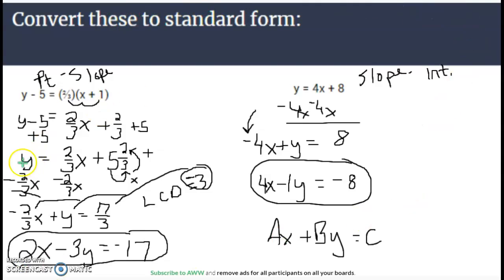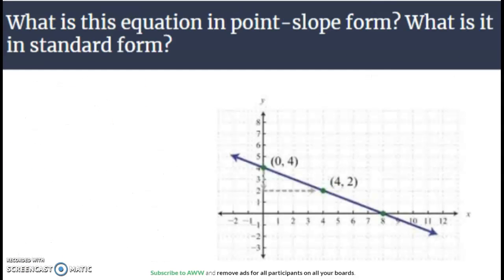All right, let's try another one. What is the equation of this line in point slope form, and what is it in standard form? Okay, so first we're going to do point slope form. Y minus y1 equals m times x minus x1.